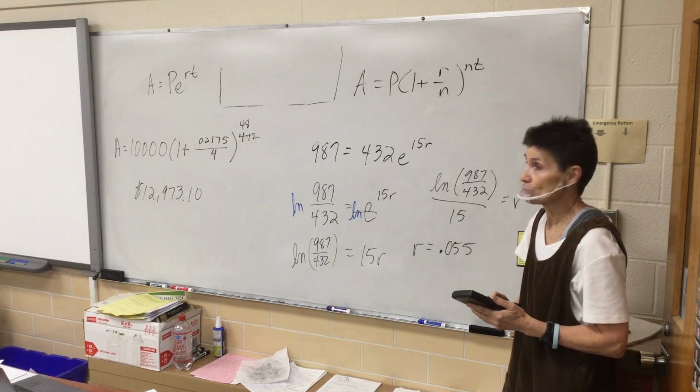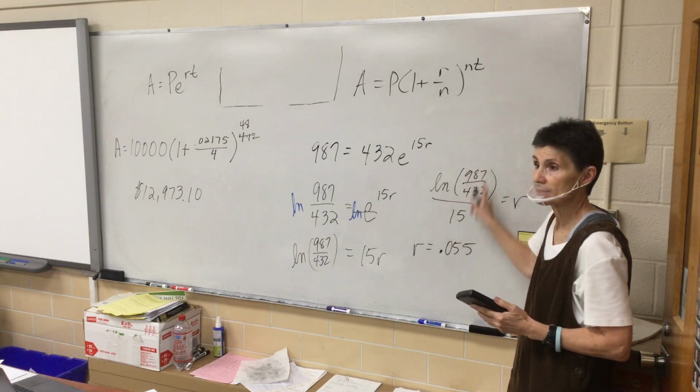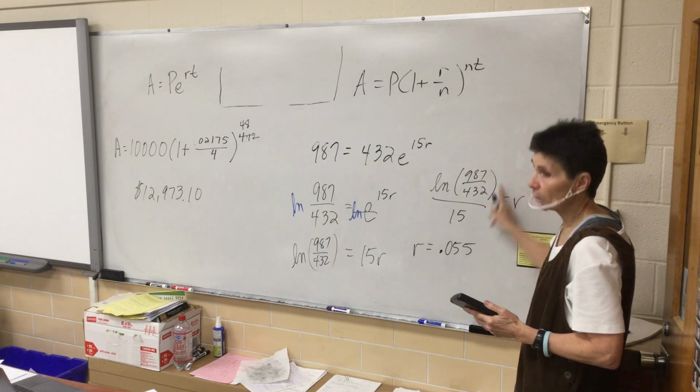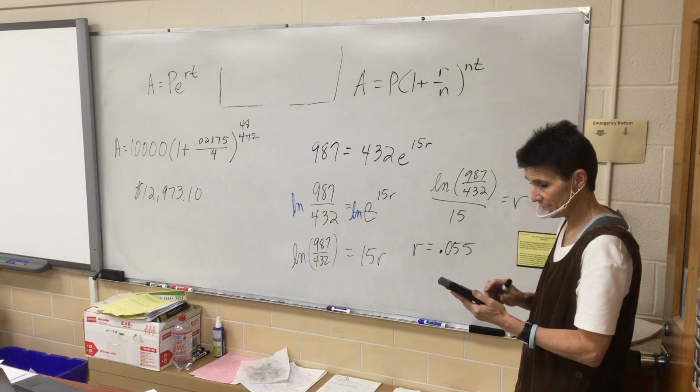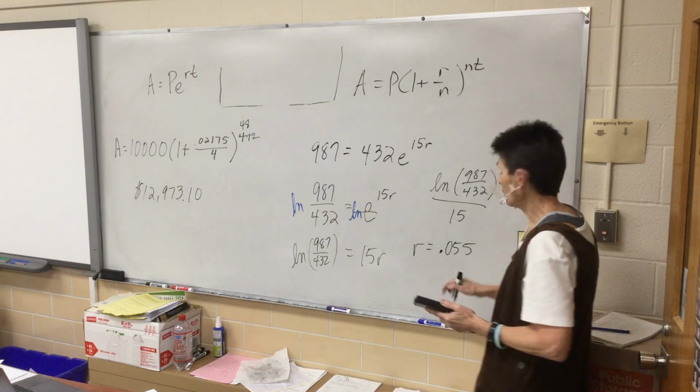That's what you should get. So try it again. Type it in exactly as I wrote it. You can't miss. ln 987 divided by 432, close parentheses, divided by 15. And that is your r value.